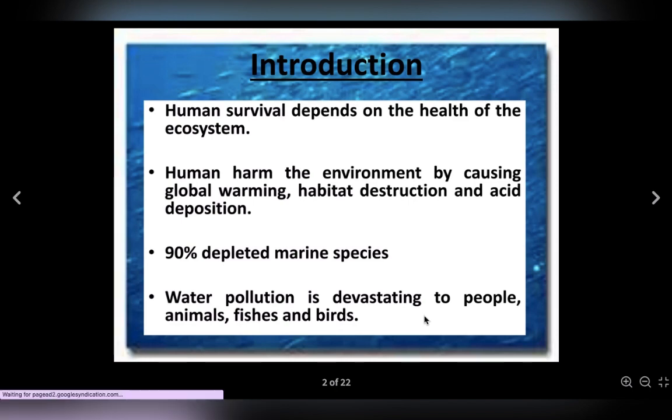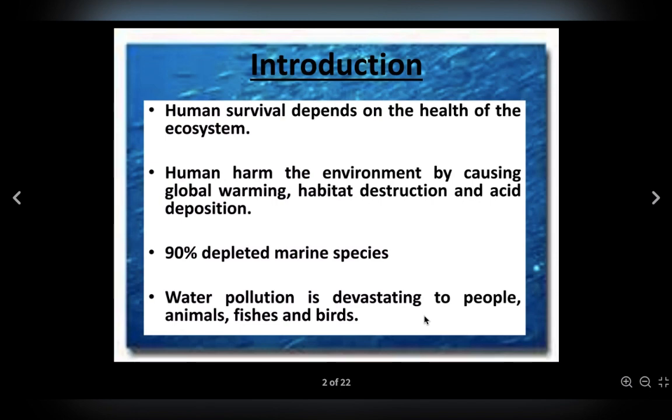Not only that, 90% of our environment has been depleted, and 90 to 95% of the marine species, the aquatic organisms, have been depleted. We've driven many of these organisms to extinction, so that we can no longer find some of them. Everything in the ecosystem, both plants and animals, adds beauty to the environment, but our actions have inadvertently affected the entire environment.